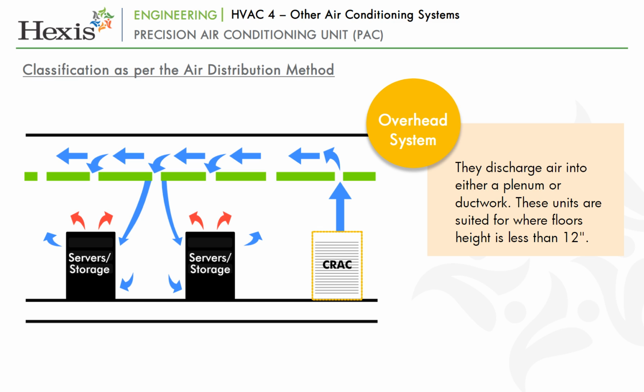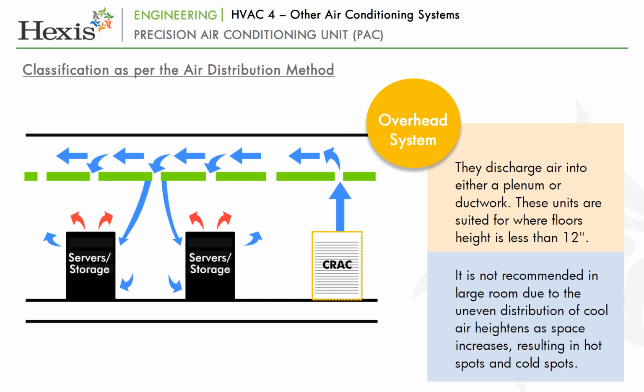Considerable turbulence exists at upper air levels due to conflicting air streams from the IT equipment. The overhead system is not recommended in large room applications because the uneven distribution of cool air heightens as space increases, resulting in hot spots and cold spots. A further problem with overhead ducts is their inflexibility to meet changes in hardware location, resulting in hot spots and cold spots that are often impossible or extremely expensive to remedy.